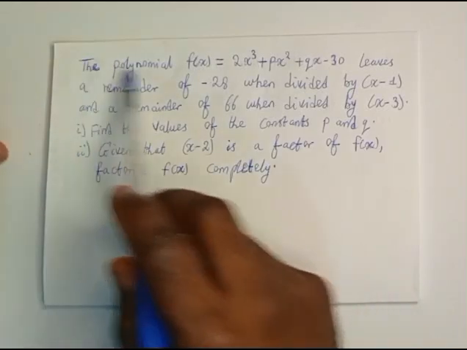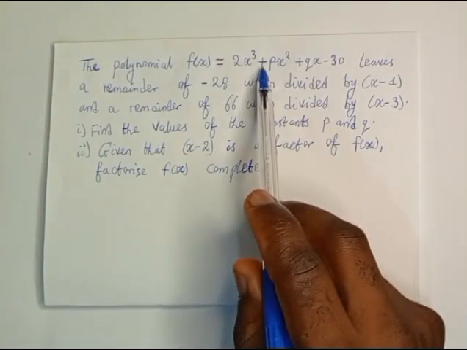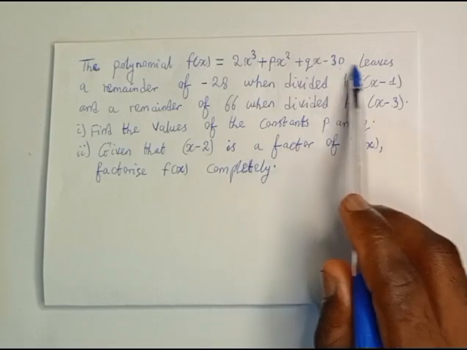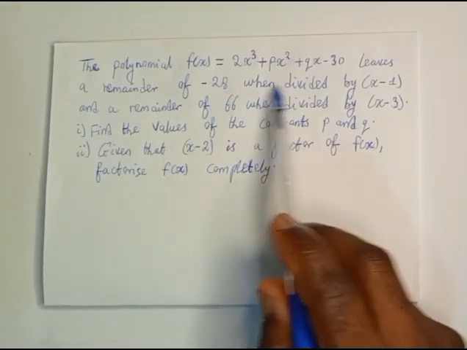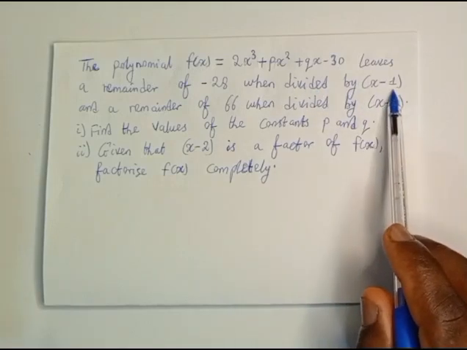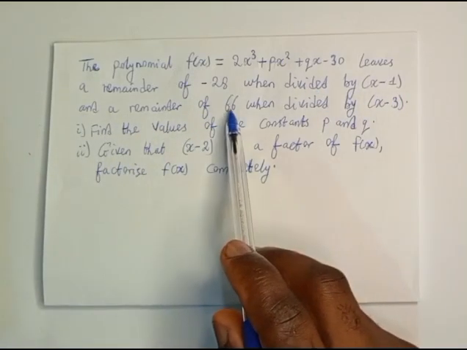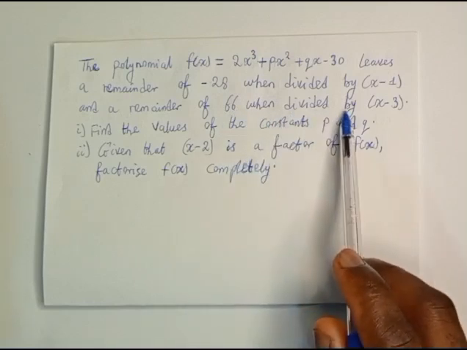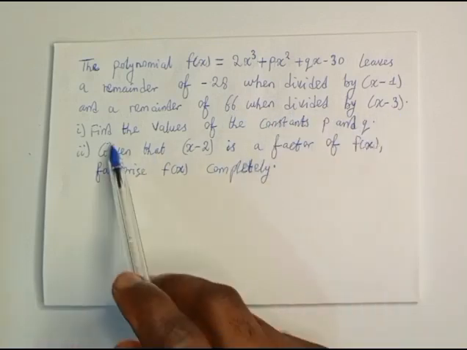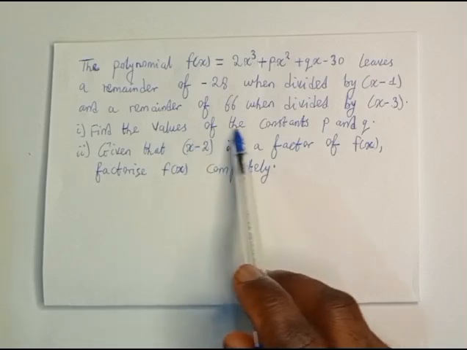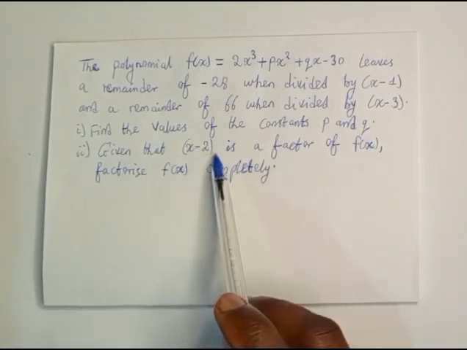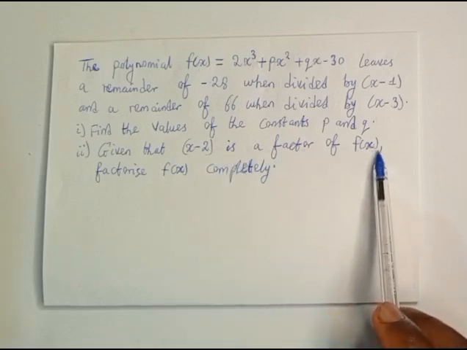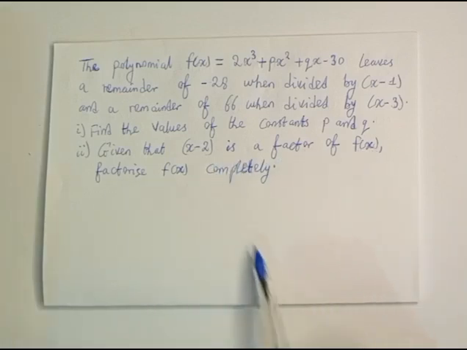The polynomial f of x equal to 2x cubed plus px squared plus qx minus 30 leaves a remainder of negative 28 when divided by x minus 1 and a remainder of 66 when divided by x minus 3. Question 1: find the values of the constants p and q. Question 2: given that x minus 2 is a factor of f of x, factorize f of x completely.